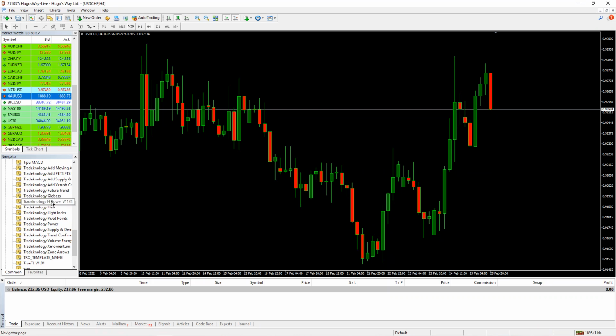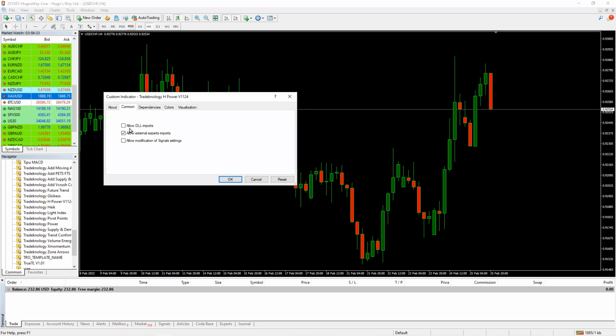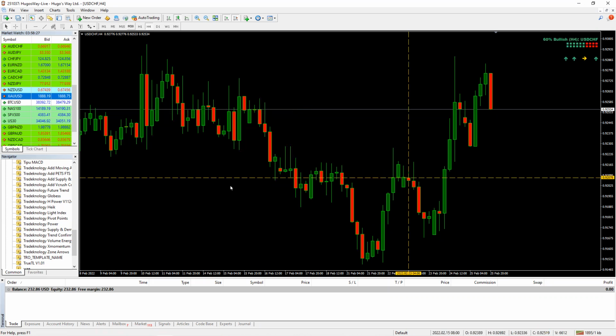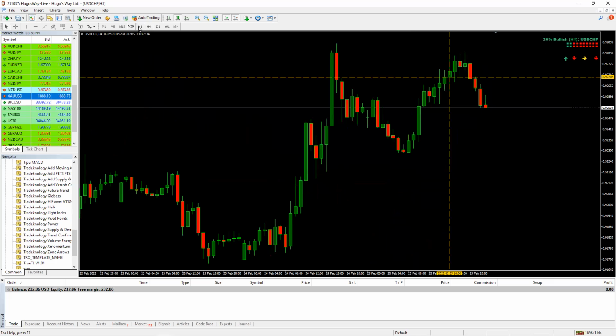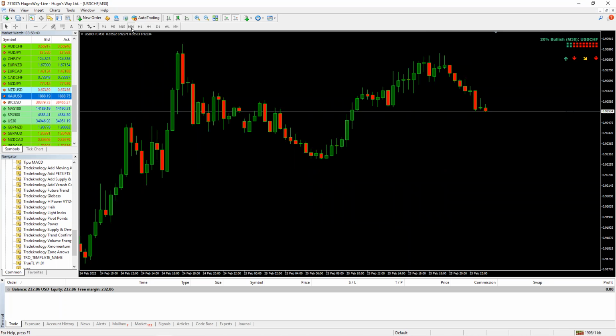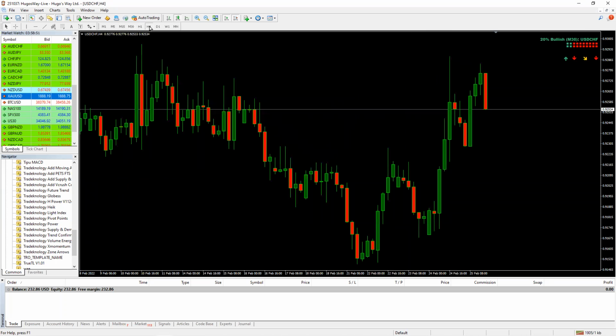Next indicator is the H power. This indicator is a little bit more abstract. Basically, what this is doing is reading and telling you where the market is going, whether it's bullish, whether it's 60% bullish, and this is on the 4-hour. As you change the time frame, it also changes. See the difference?